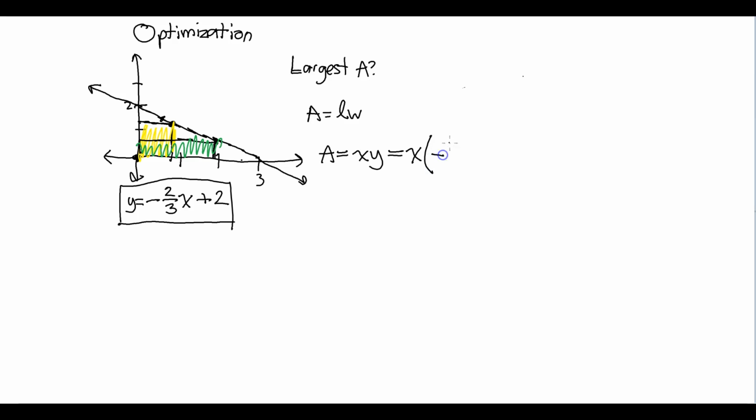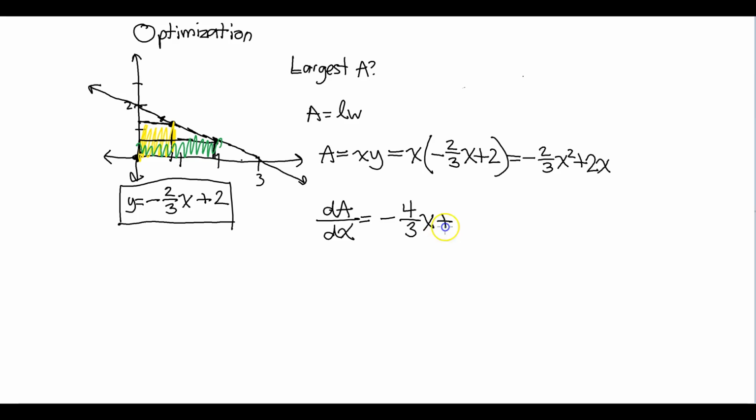So x times negative 2/3 x plus 2. And you can distribute right now. Negative 2/3 x squared plus 2x. Now we can take the derivative with respect to x. So dA/dx. We take dA/dx and we take the derivative. So we have negative 4/3 x plus 2. And now we want to set that equal to 0. Okay? Set that equal to 0.